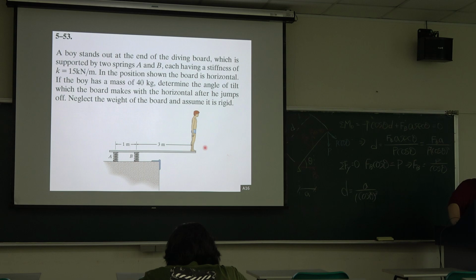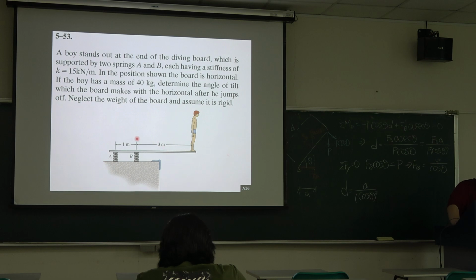Next example: a boy stands out at the end of the diving board, which is supported by two springs A and B, each having a stiffness of K equal to 15 kilonewton per meter. In the position shown, the board is horizontal. If the boy has a mass of 40 kg, determine the angle of tilt which the board makes with the horizontal after he jumps off.